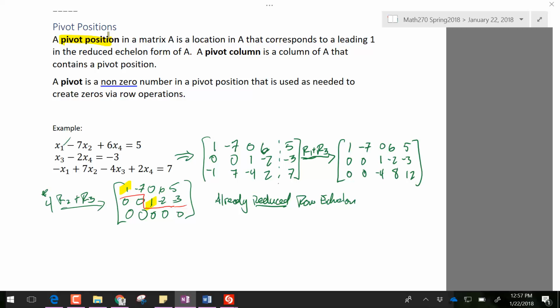If they were not equal to 1, then we would multiply that particular row by something to make it equal to 1, and then it would be a step closer to the reduced form, and those are our pivot positions. Okay, any questions? Yes. And we have 2 pivot columns.